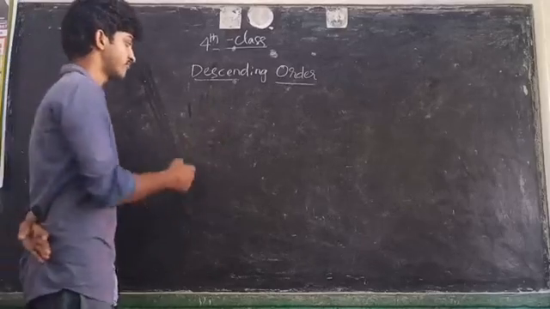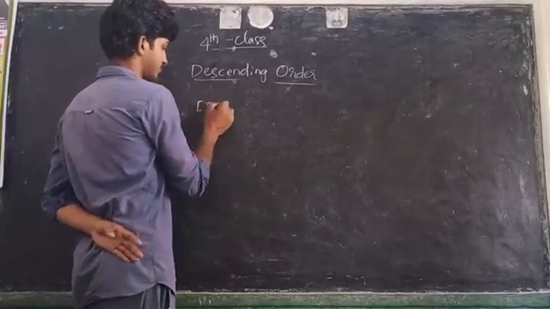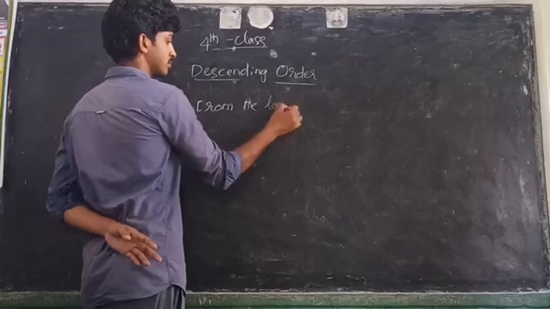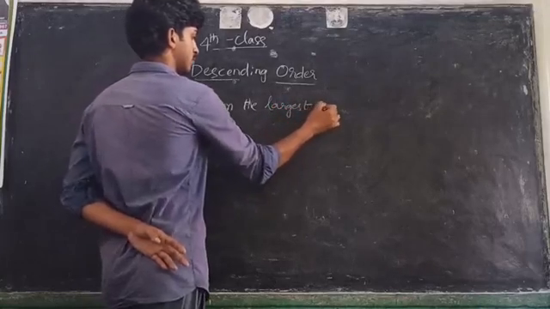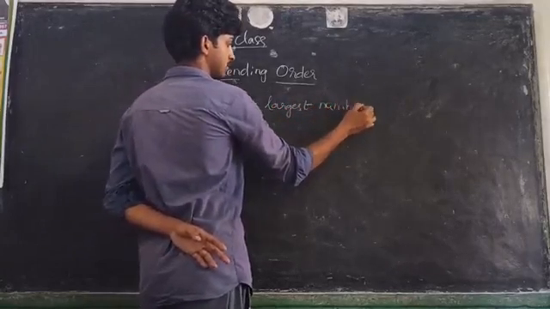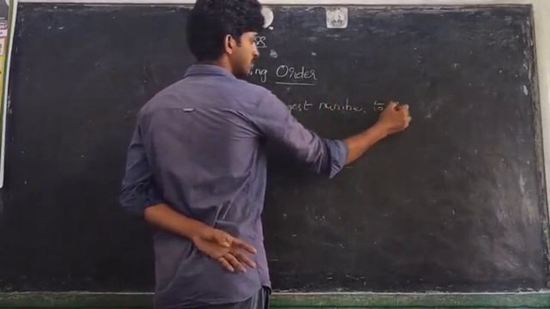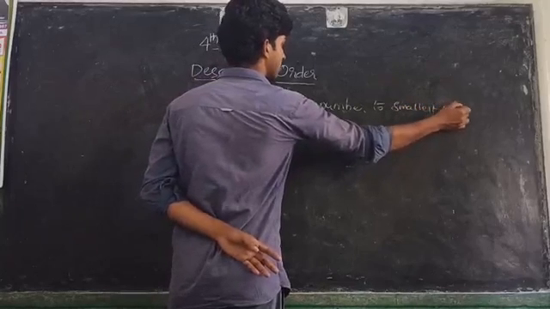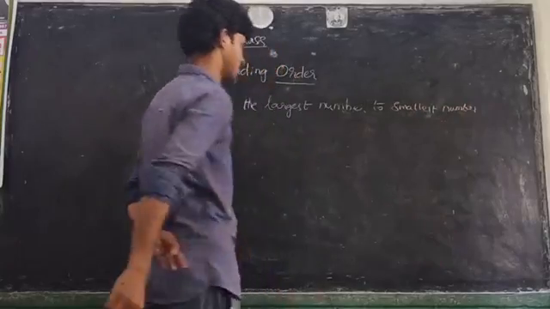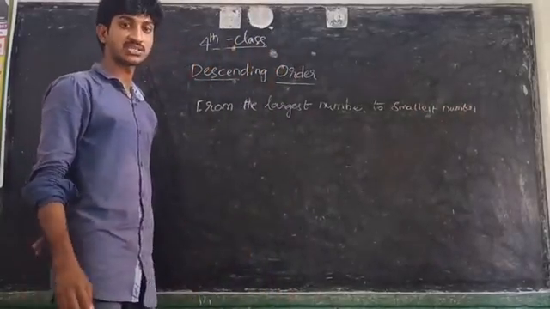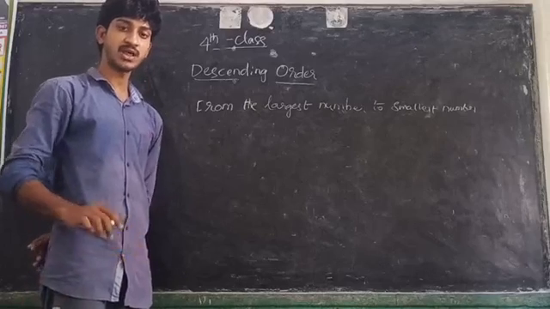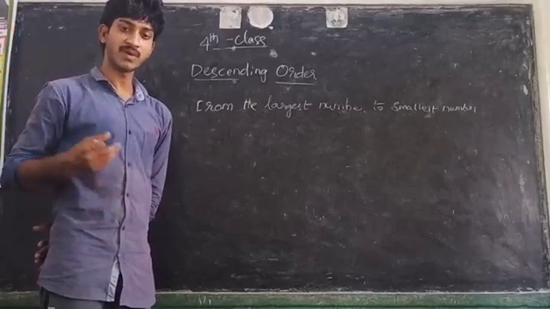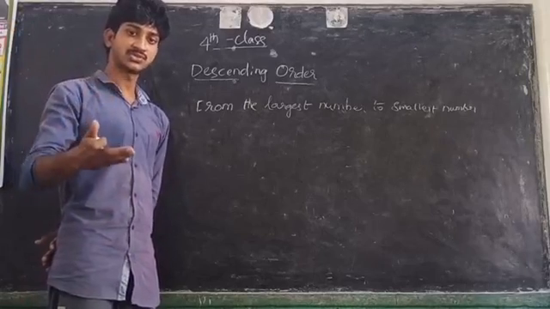So descending order means from the largest number to the smallest number. Okay, children, from the largest number to the smallest number means in the numbers order, the first number is larger than the second number. So the smallest number is present at the last in this order.